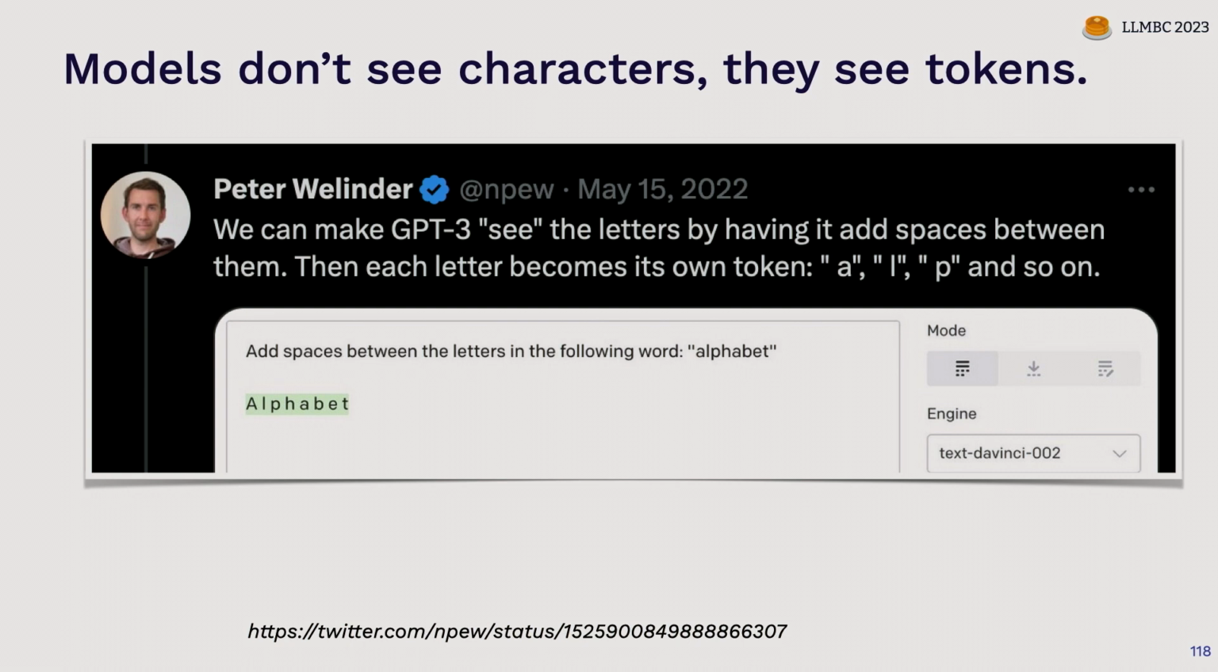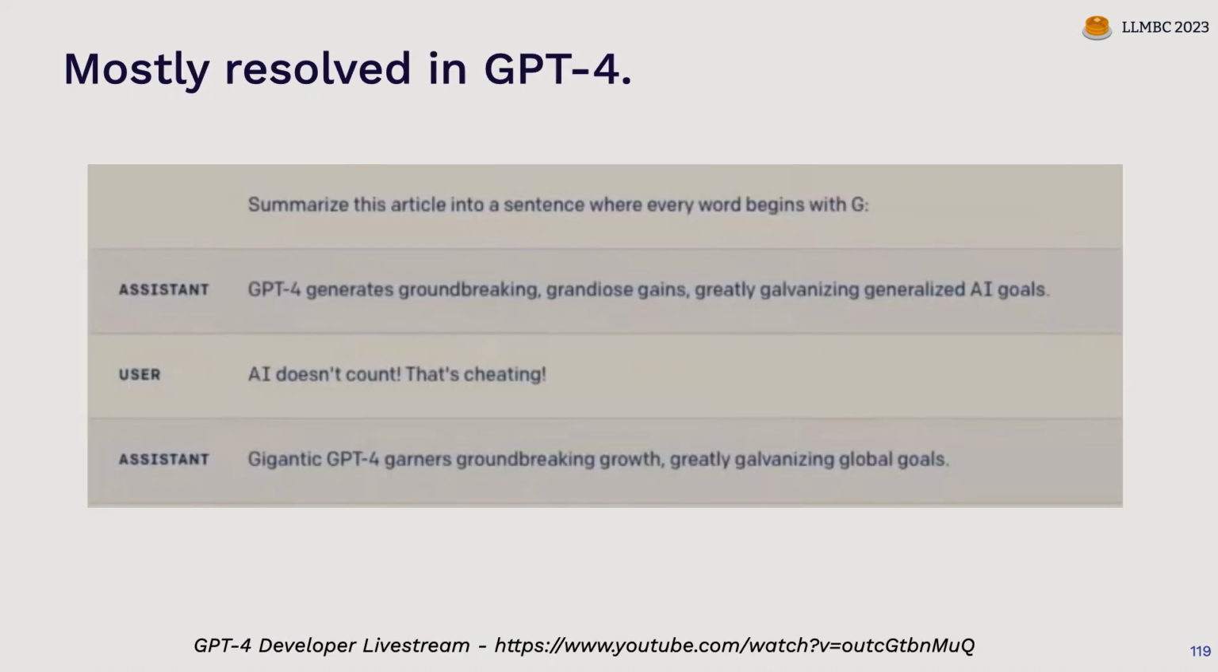But instead, you can make GPT-3 see not the whole word, but the individual letters, just by adding a space between the letters. If you do that, then it turns out that each one of those letters becomes its own token. And so the model sees not one word, but a sequence of tokens. And when it sees the sequence of tokens, then it's able to actually reverse those because it now sees many things and it can just flip the order of them.